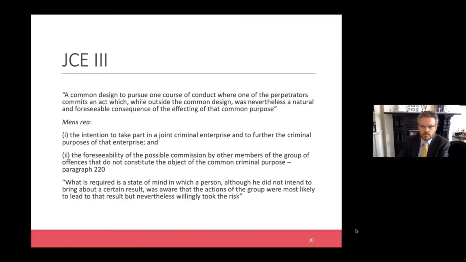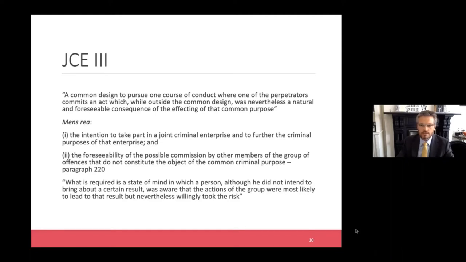While murder may not have been explicitly acknowledged to be part of the common design, it was nevertheless foreseeable that the forcible removal of civilians at gunpoint might well result in the deaths of one or more of those civilians. The mens rea requirements were said to be fulfilled where there is, one, the intention to take part in a joint criminal enterprise and to further individually and jointly the criminal purposes of that enterprise, and two, the foreseeability of the possible commission by other members of the group of offences that do not constitute the object of the common criminal purpose. More than negligence was required.